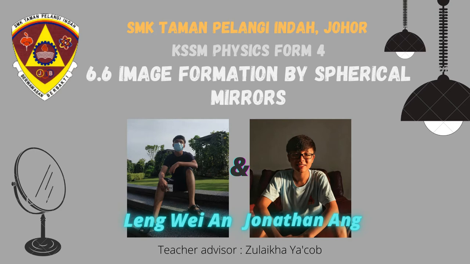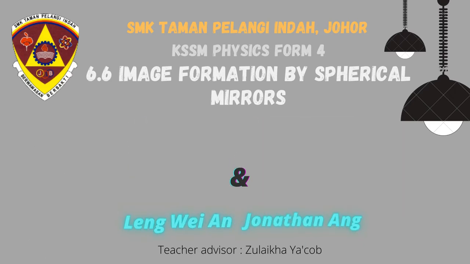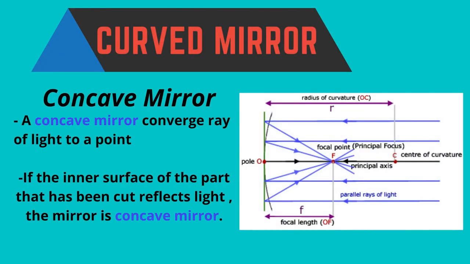Today, I will discuss the subtopic 6.6, image formation by spherical mirror, with my partner Leng Wei An. The curved mirror is divided into concave mirror and convex mirror. So let's talk about what is a concave mirror. A concave mirror converges rays of light to a point. If the inner surface of the part that has been cut reflects light, the mirror is a concave mirror.